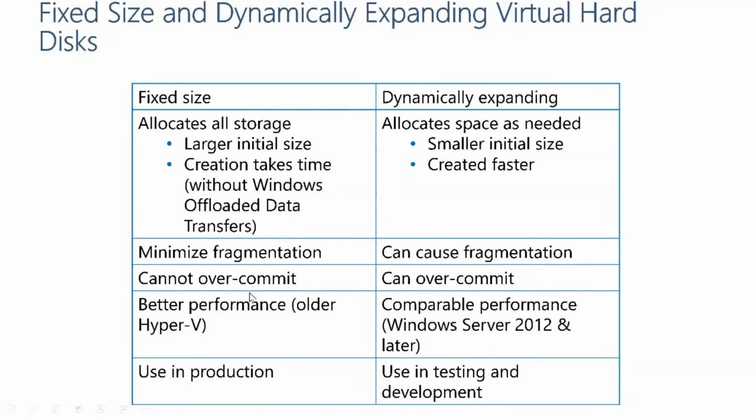So that's what it means by overcommit. So this is the best performance. Like I said, it minimizes fragmentation, and it's used in production. Okay. So with the not allocate this space now, it really doesn't.